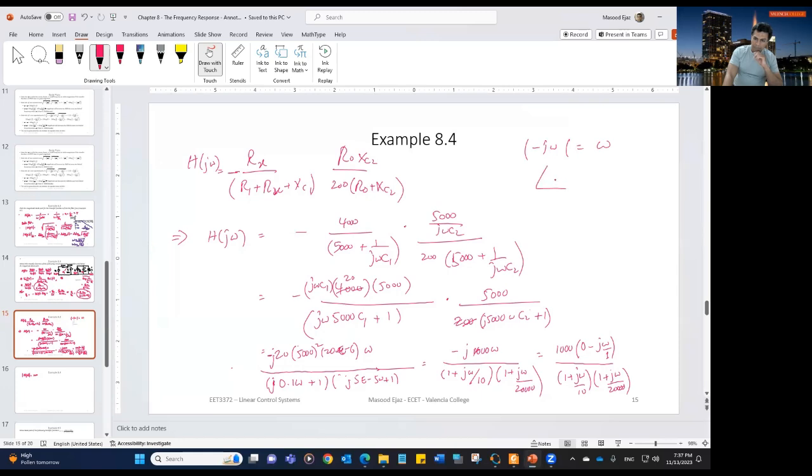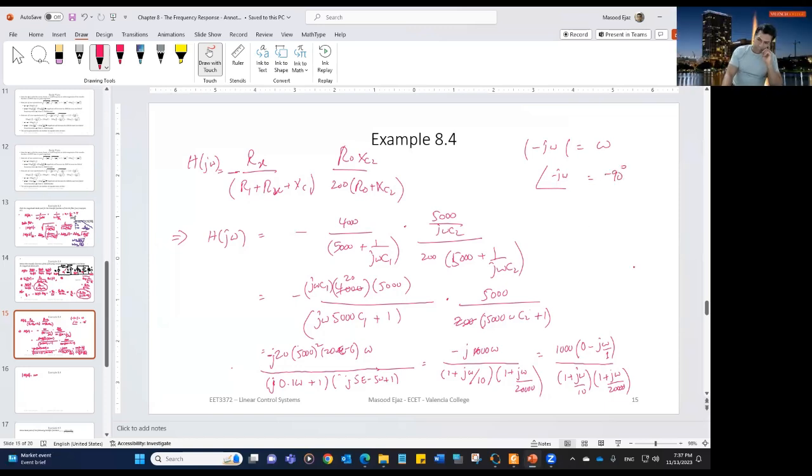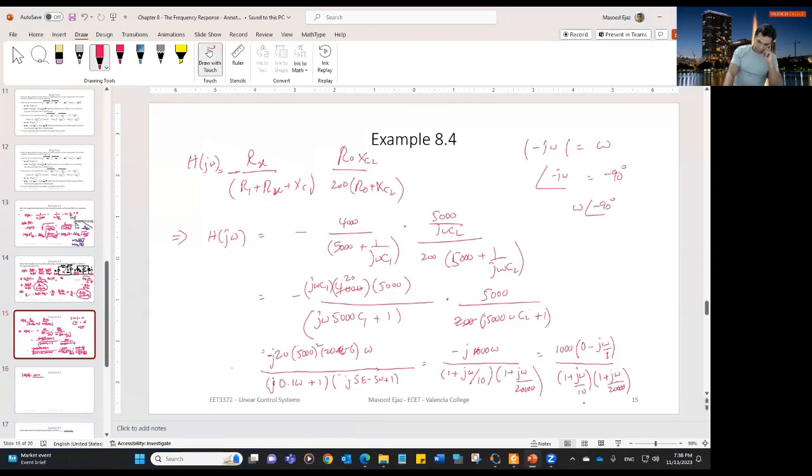What is the phase of that? Negative 90. Negative j represents negative 90. So if you're writing it in polar form, that's omega angle negative 90 degrees. So omega is the magnitude, negative 90 is the phase. So the magnitude of this is simply omega. All right. Denominator. What is the magnitude of the denominator?